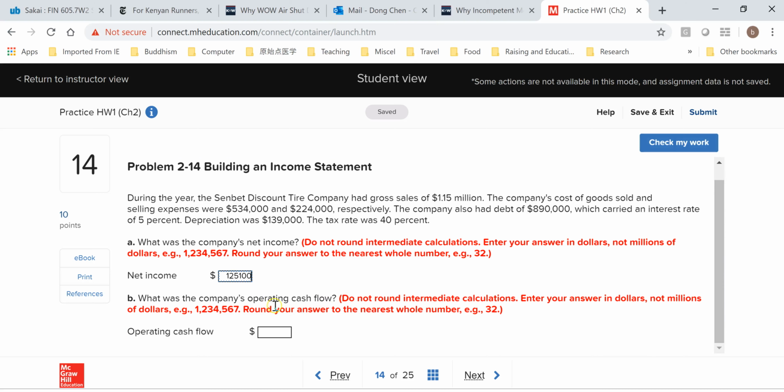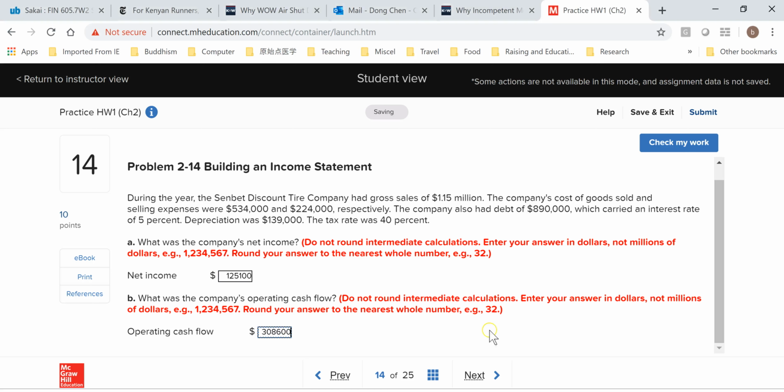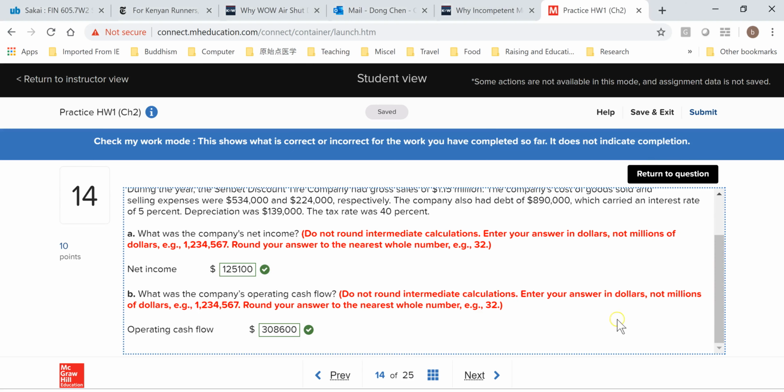What was the company's operating cash flow? This is part B. I think the rounding requirement is the same as part A. So to get operating cash flow, we start from EBIT, right? And then we add back the depreciation, and then we subtract the taxes. So that's our operating cash flow. Copy this back. So now let me check my work. Yes, we're done.